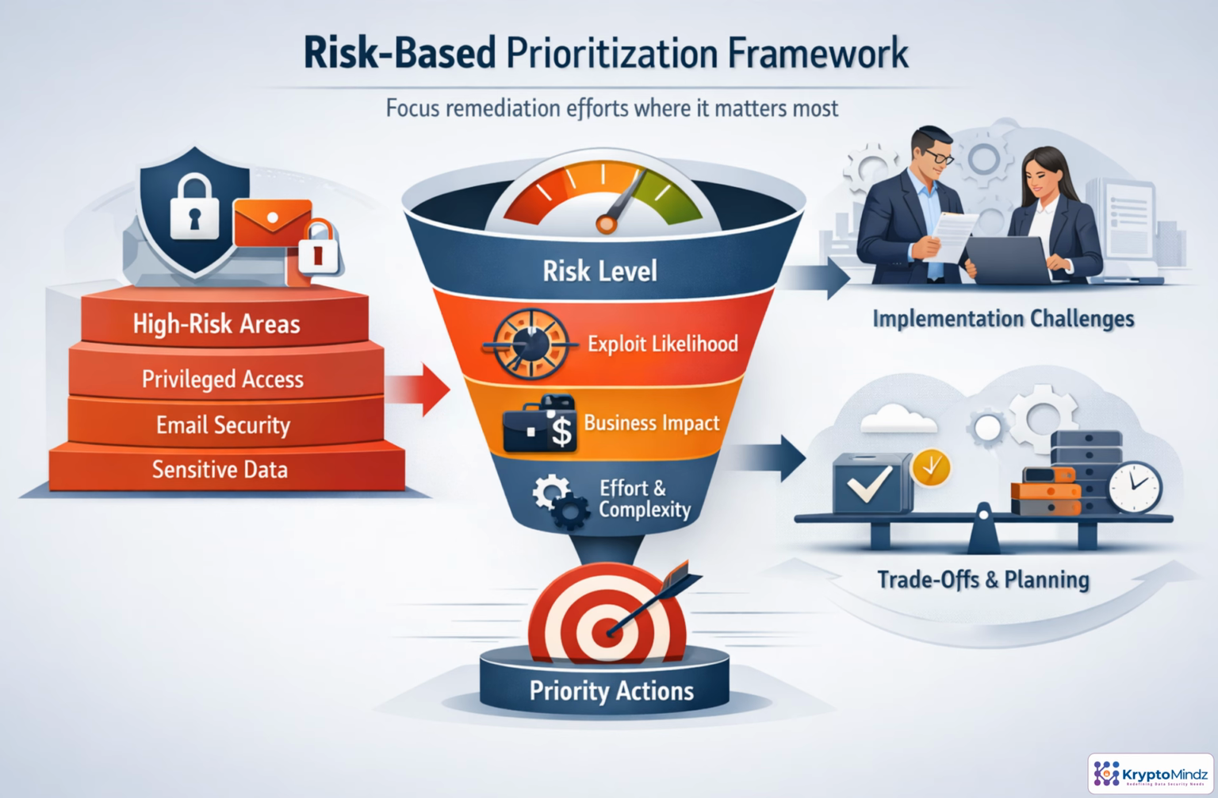A control may be high value but still require licensing, architecture changes, or behavior change, which affects timing. This approach helps teams separate quick wins from strategic projects, defend their roadmap, and explain why some items move now while others are sequenced later.